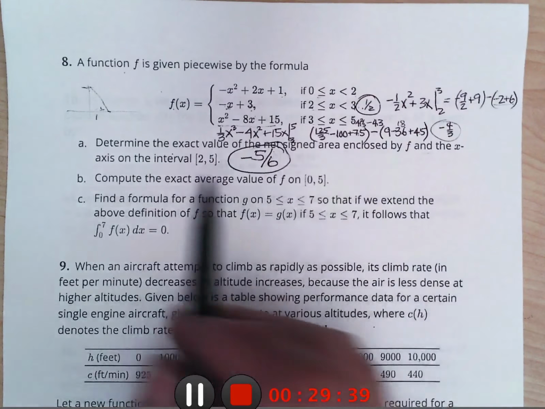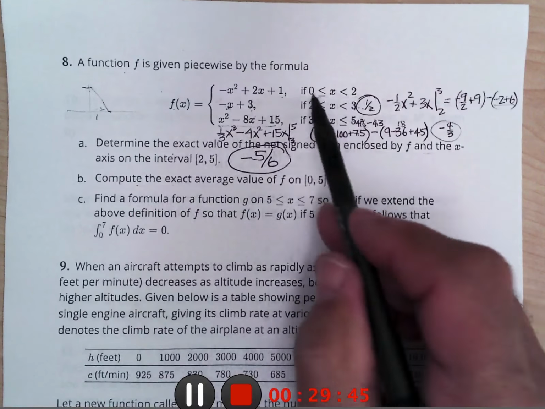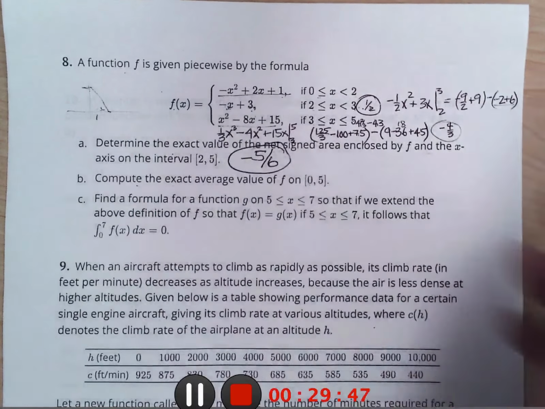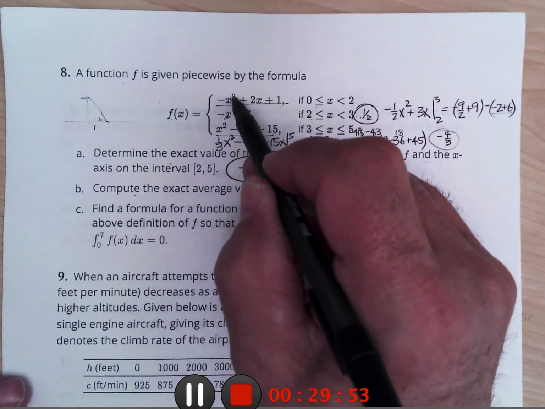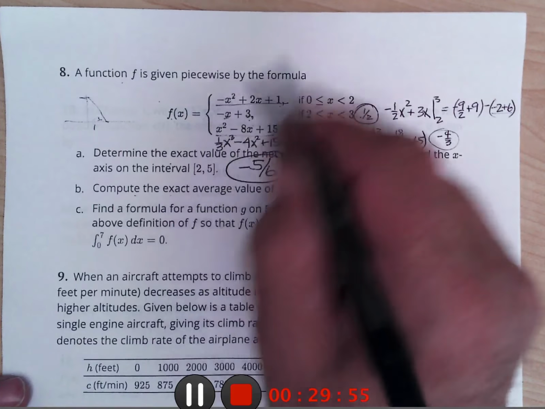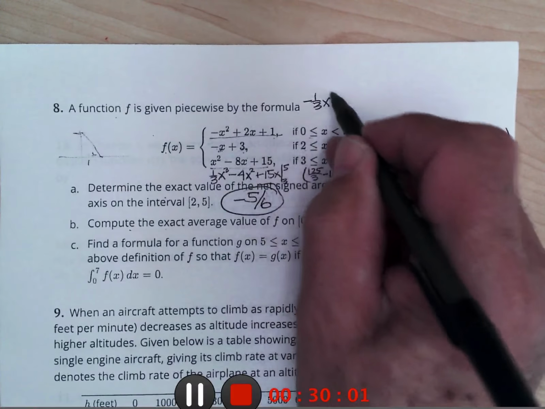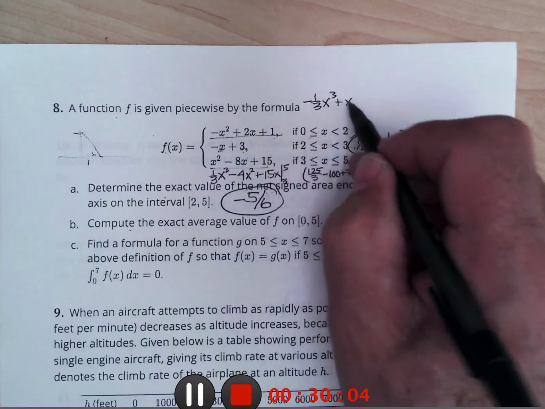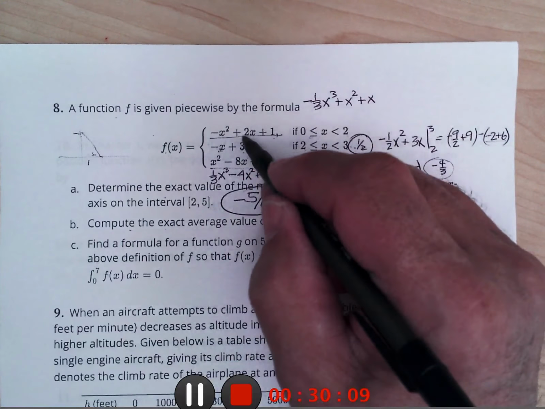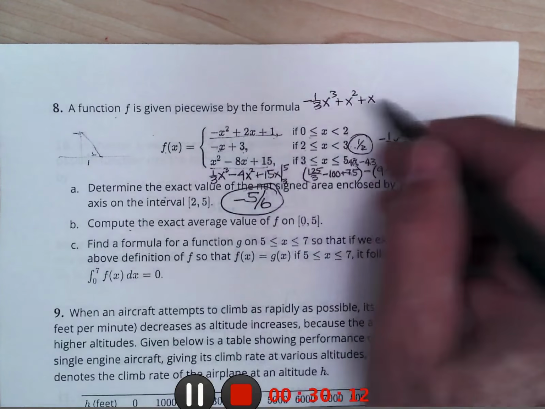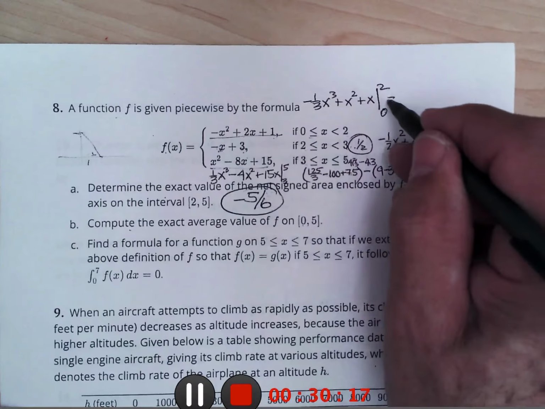Compute the exact average value of f on 0 to 5. So we have to find the area under this one. Adding 1 to 2 would be 3. So negative 1/3 x to the 3rd plus x squared plus x. Adding 1 to the 2, divide by 2, and that gets x squared, and x, evaluated from 0 to 2. 0 is going to give us nothing, so the 2 is the only one we really have to do on this.